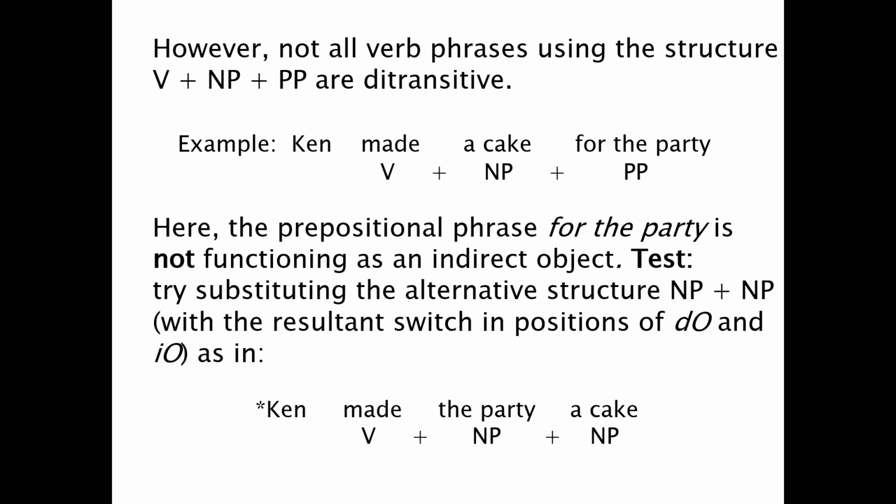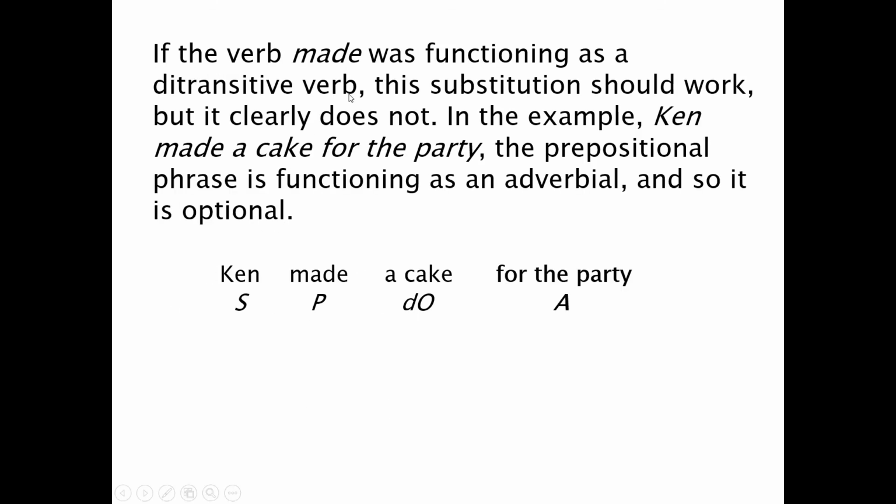But you can say Ken made his mom a cake. Ken made me a cup. Ken made me a cake. Ken made a cake for me. That is right. So you have to test this. Try substituting the alternative structure, noun phrase plus noun phrase, with the resultant switch in positions of the direct object and the indirect object. So the sentence will be Ken made the party a cake. That is not acceptable in meaning. If the verb made was functioning as a ditransitive verb, this substitution should work, but it clearly doesn't. In the example Ken made a cake for the party, the prepositional phrase is functioning as an adverbial, and so it is optional. We can say Ken made a cake for the party, for the school, etc.